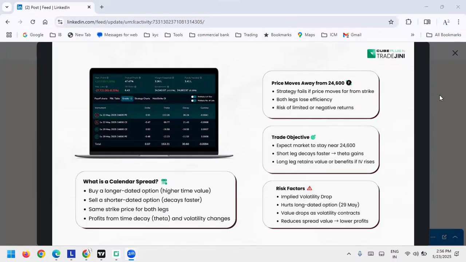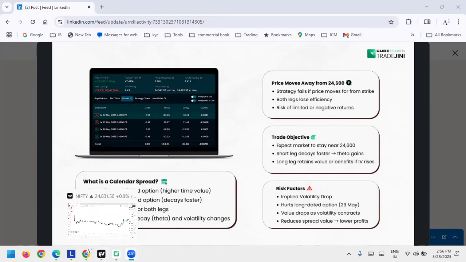Hello all. So basically, we will do a back testing of a calendar spread using Nextoption simulator. Now, this is provided free of cost to all the Tradejini clients. So if you think about any kind of option strategy, you can back test it using the historical data and see how efficient that particular strategy is.